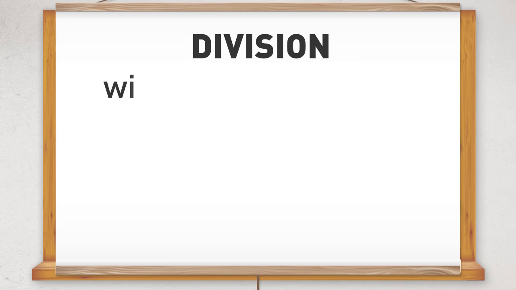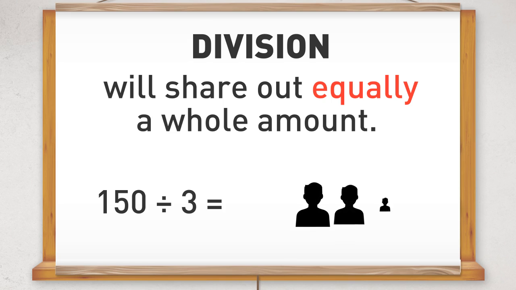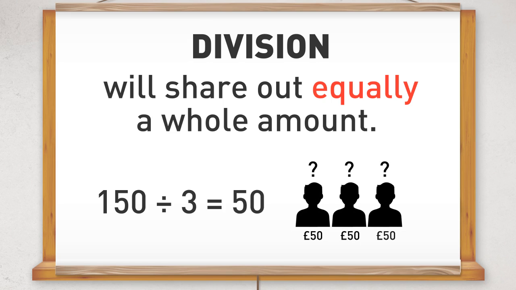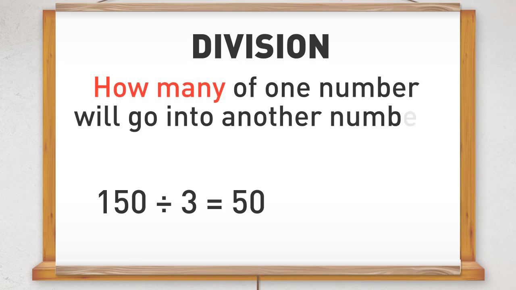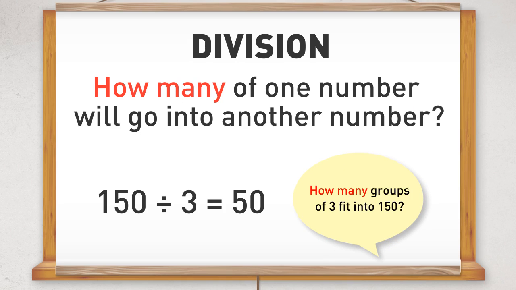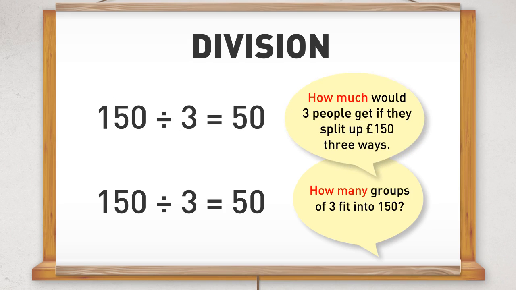Remember, a division will share out equally a whole amount. For example, 150 divided by 3 is like asking how much would 3 people get if they split £150 three ways. The answer is £50. Or it could be used to find out how many of one number will go into another number, so 150 divided by 3 is another way of saying how many groups of 3 fits into 150, and the answer is 50 groups of 3. The calculations are identical. The answers are identical, but the questions are different. The division is used to solve both problems.